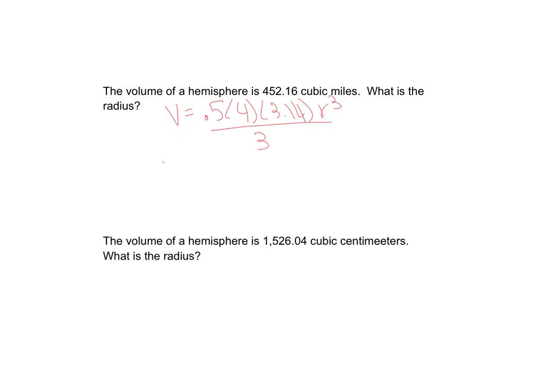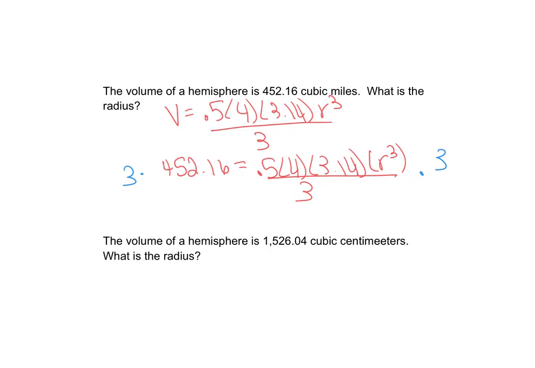Our volume is 452.16. And then we've got 0.5 times 4 times 3.14 times the radius cubed, all divided by 3. And again, like when I did this before, I'm going to do two things. One, I'm going to multiply by 3 on both sides. And the second thing I'm going to do is multiply these three things together.